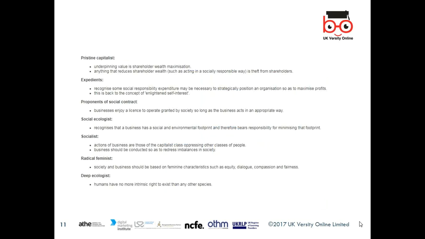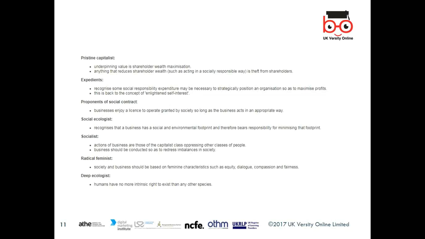Ecologists mean they're looking very deeply at the environment. Next, pristine capitalists underpin the value of shareholder wealth maximization. They just focus on the need to maximize shareholder wealth. Anything that reduces shareholder wealth, such as acting in a socially responsible way, is theft from the shareholder. Expedience recognizes that some social responsibility expenditures may be necessary to the strategic position of the organization, so as to maximize profit. That's the basic concept of enlightened self-interest.